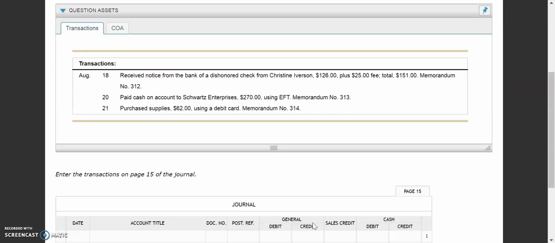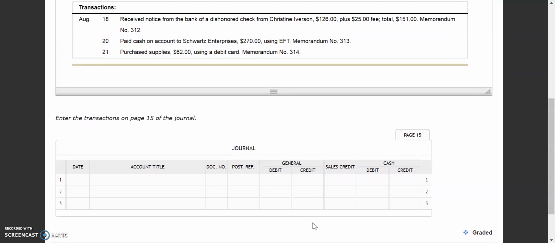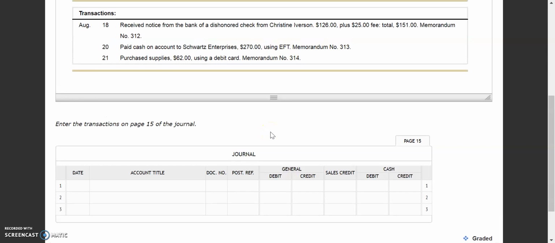So essentially, our only directions are that we need to enter the transactions on page 15 of our journal. So let's hit it right away. It says on August 18th, we received notice from the bank of a dishonored check from Christine Iverson for $126 plus the $25 fee for $151, memorandum number 312.